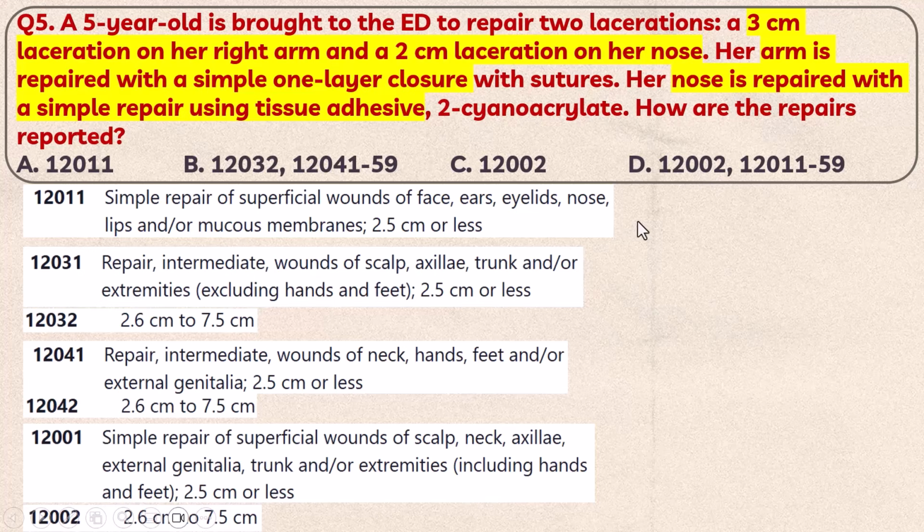That is for the nose one. The modifier 59 is used as this is the distinct separate procedure because both are simple repair, but one is done on the nose and other one is done on the hand. So the correct answer will be answer D.